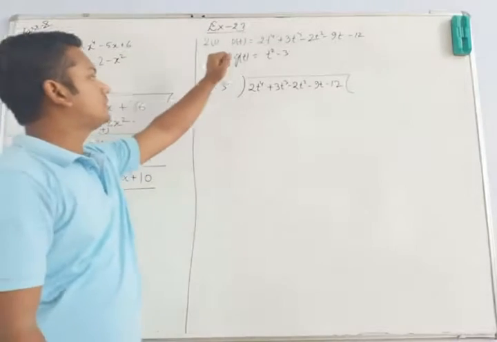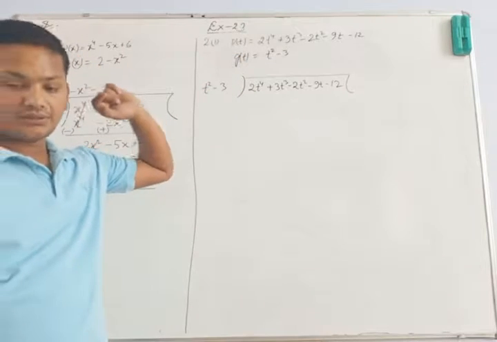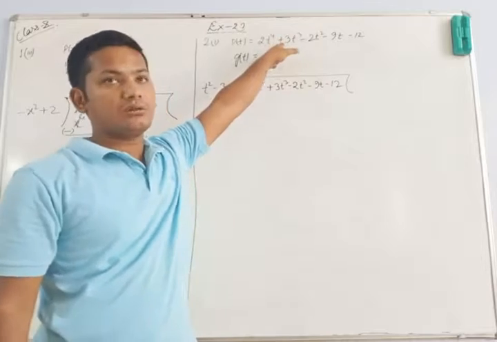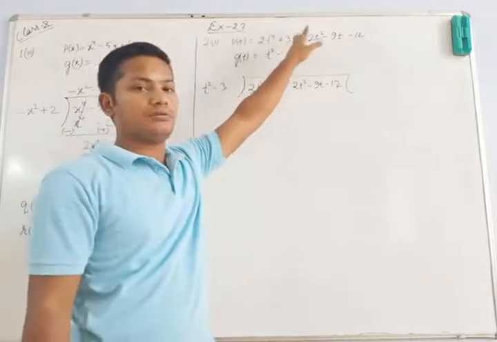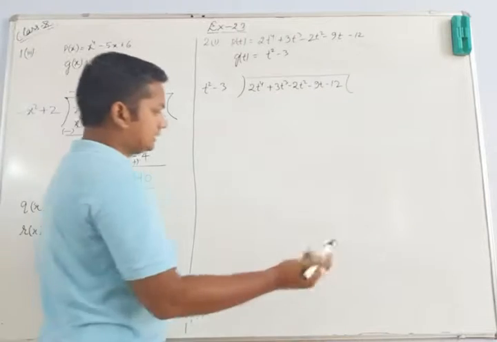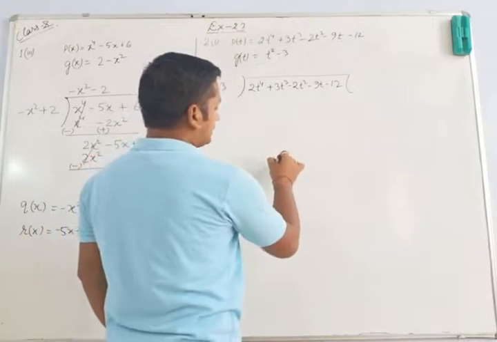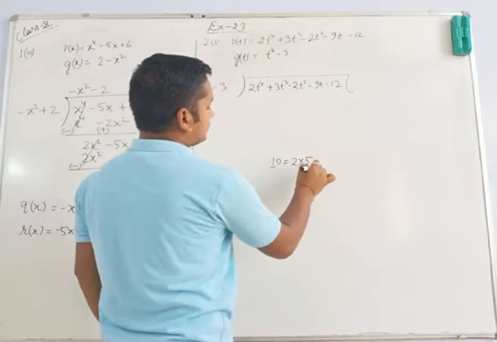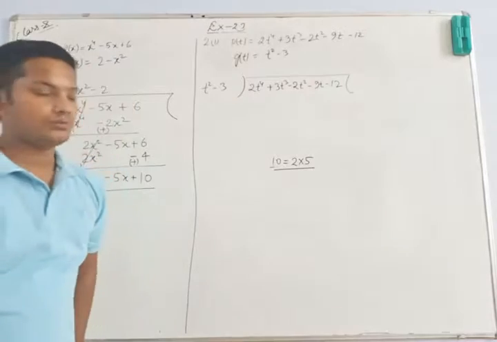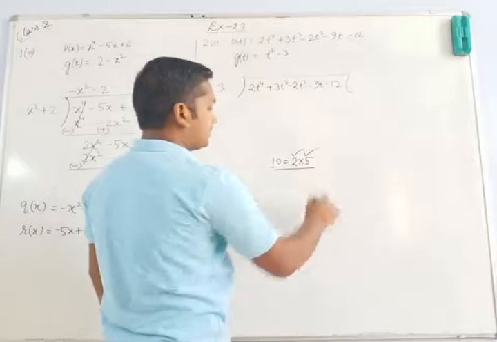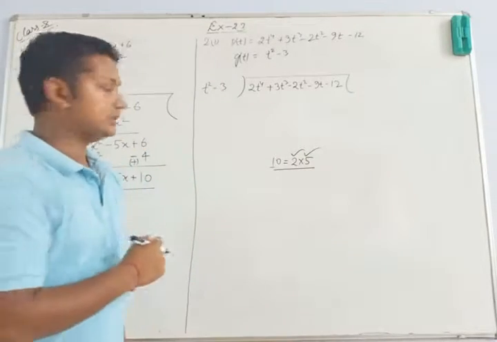So it is the second question, in which it says check whether the first term is a factor of the second, meaning the first polynomial is a factor of the second polynomial. What does that mean? Let us take an example. Let's take 10. We can write it as 2 into 5. So 2 is a factor of 10. Yes, obviously. 5 is a factor of 10. Yes, obviously.